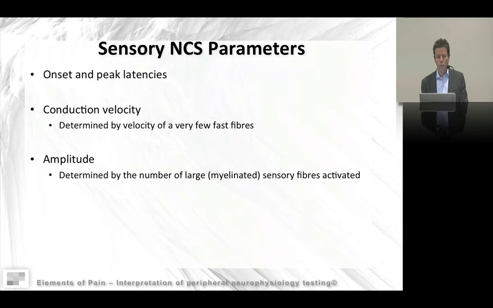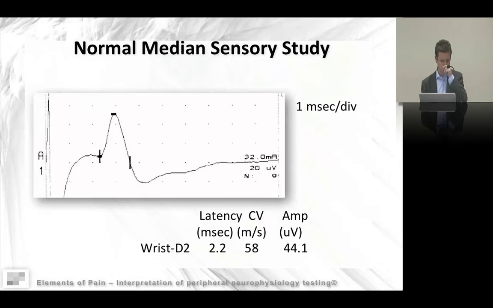Much the same as with motor studies, we record similar responses. We record latencies, velocities, and amplitude. The latencies and velocities, the time-based parameters, are really around issues with myelin, and the amplitude is really determined by the number of axons intact, and so if reduced, reflects generally axonal problems.